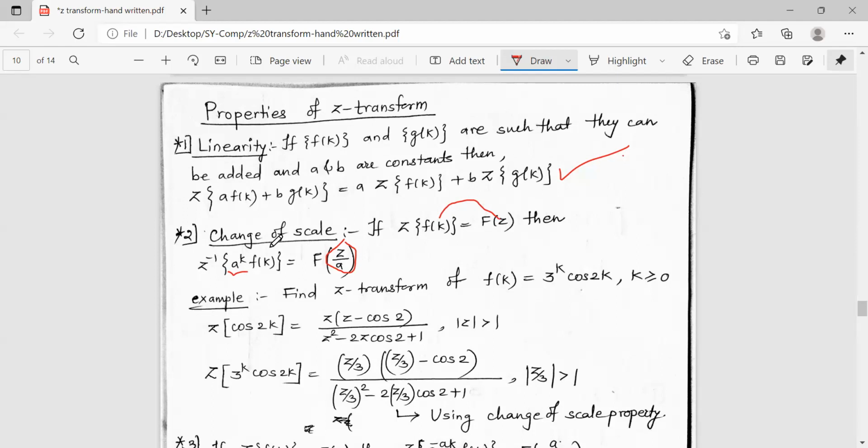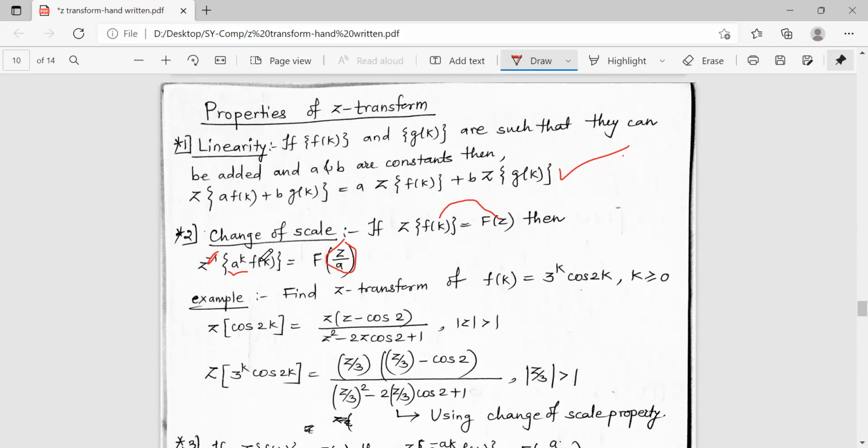You have to just remember: the Z transform of a raised to k f of k is f of z by a. It is not the inverse, it is z by a only; the inverse is wrong. So if the transform of f of k is for cos alpha k, and it is multiplied with 2 raised to k, then in the answer you just replace z with z by 2. That's it for the cos alpha k transform.